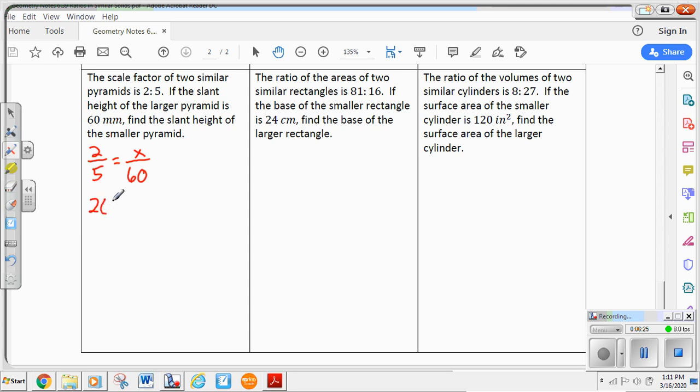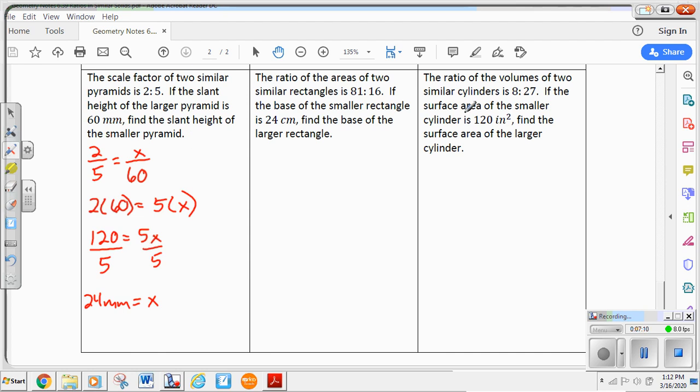2 times 60 equals 5 times x. 2 times 60 is 120. 5 times x is 5x. Divide both sides by 5, and x is equal to 24 millimeters. There was no need to apply an exponent or a root because both fractions in the proportion were one dimension, so they were already the same.